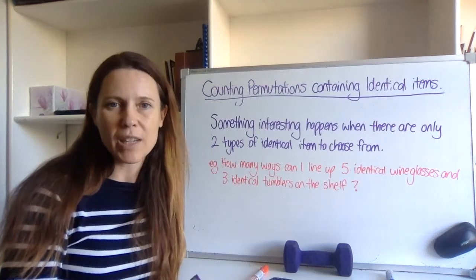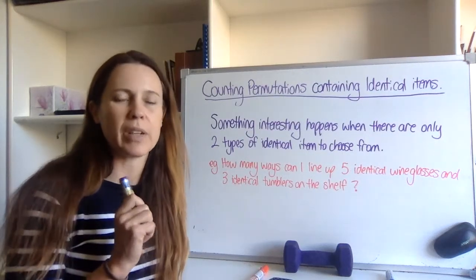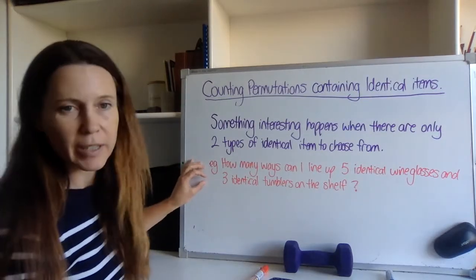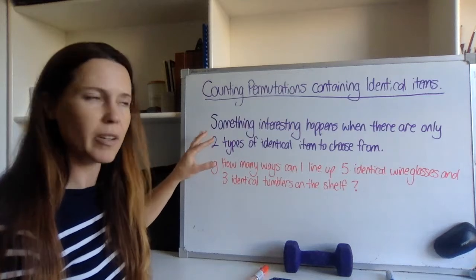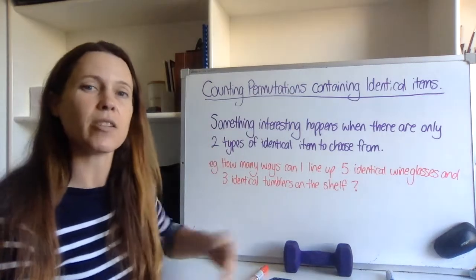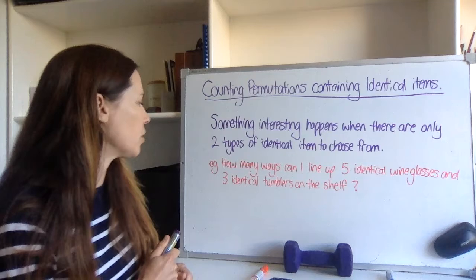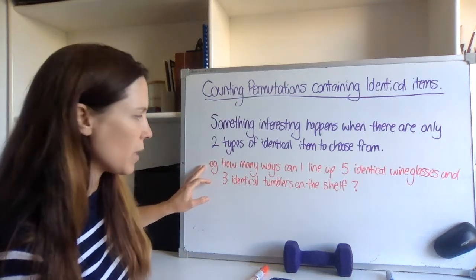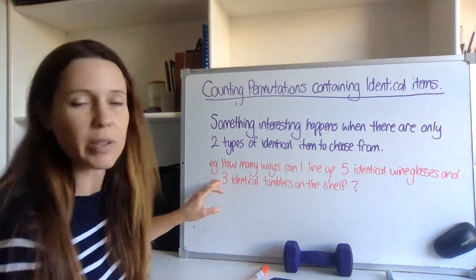Now something interesting happens when there's only 2 types of identical items to choose from. And the easiest way to understand it is to have a look at an example. And in fact, this sort of work is going to be important for understanding our next section of work on combinations that are not ordered. So how many ways can I line up 5 identical wine glasses and 3 identical tumblers on the shelf?